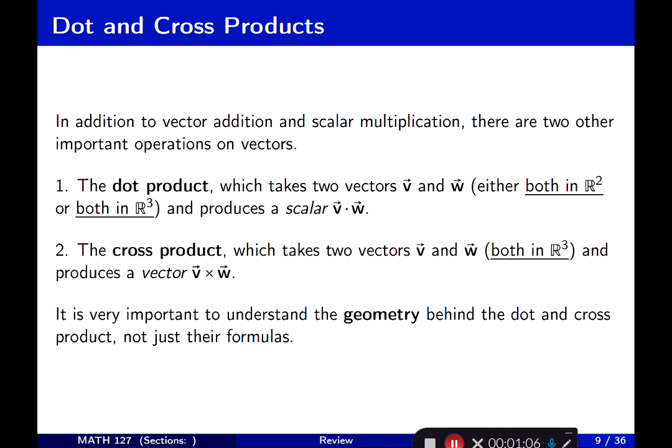And so it's important to know a little bit of the geometry behind the dot and cross product, and not just the formula. It comes in handy in understanding the concepts that relate to them.